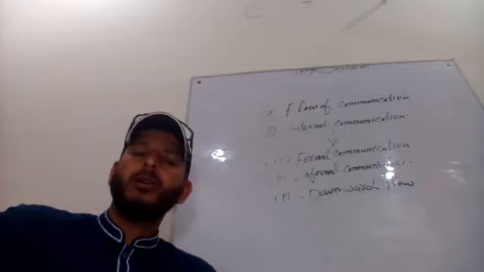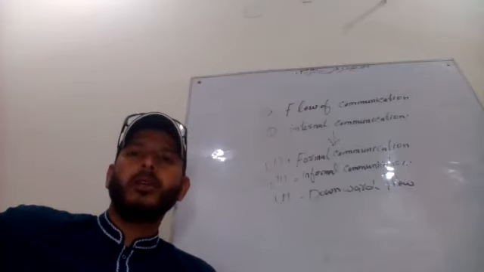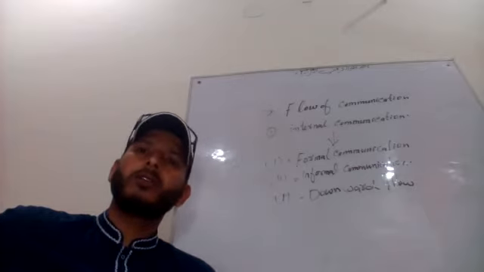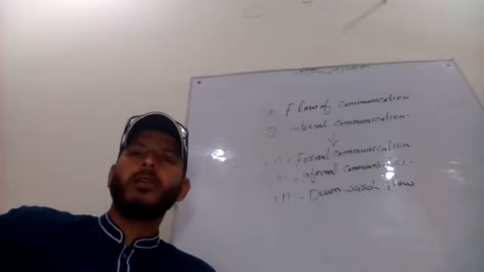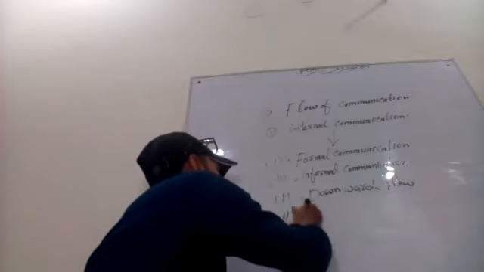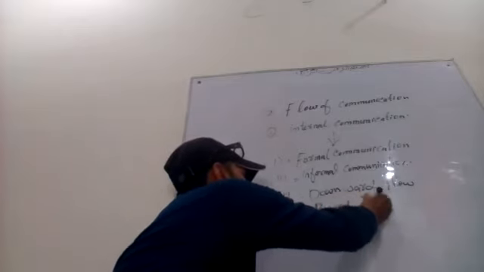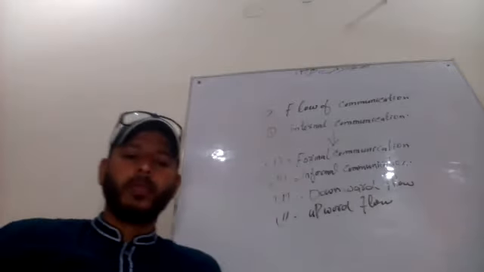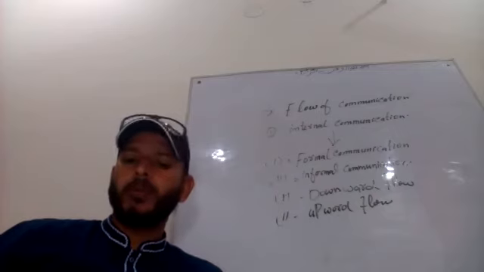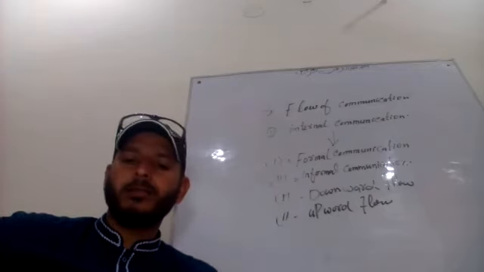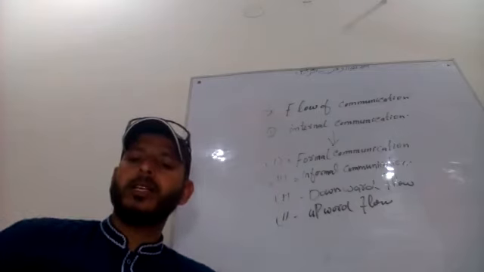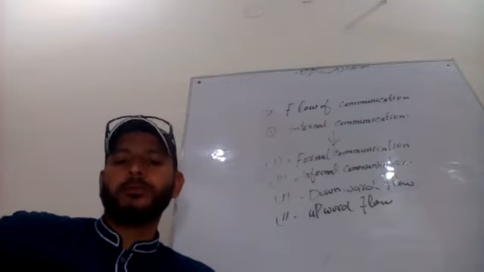So, downward flow of communication starts from the upper level and travels towards the lower level. And now the second is upward flow. To solve problems and make intelligent decisions, managers need to know what is going on in the organization.